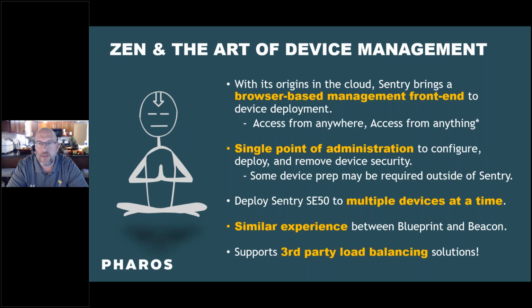And the cool thing about the Sentry SE50 implementation is that you can put us between a load balancing solution like F5 Networks Big IP, or Radware, or something like that, where it's a stateful load balancer. That way you can deploy your fleet and have a general sense of high availability and some level of redundancy.